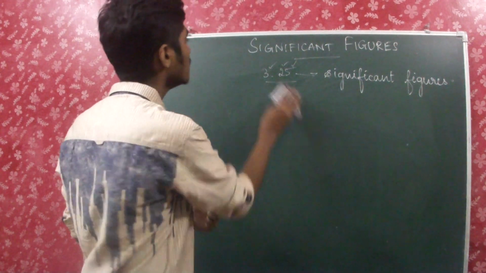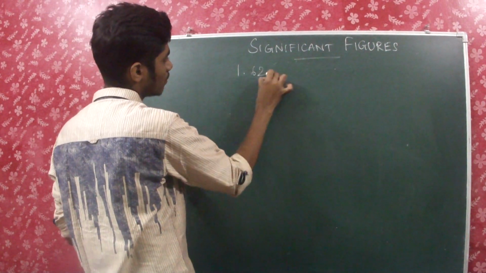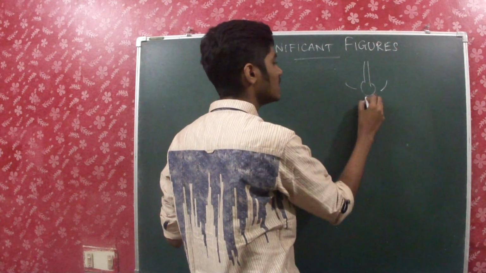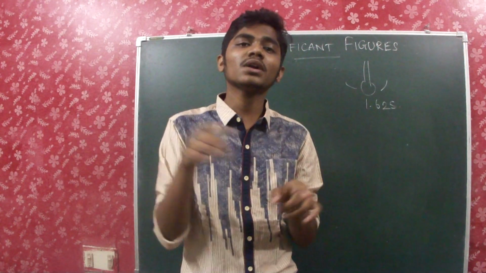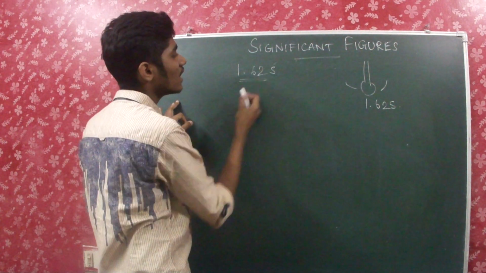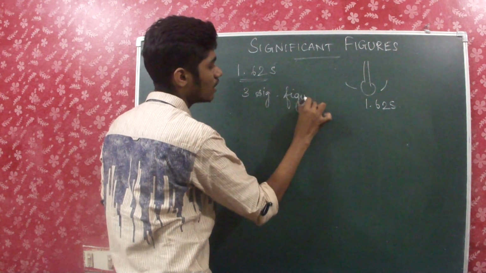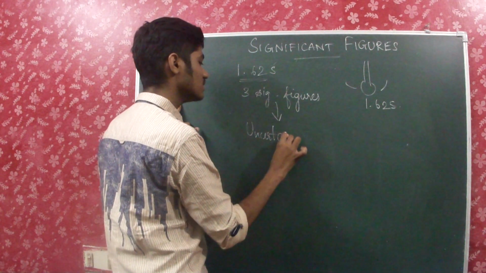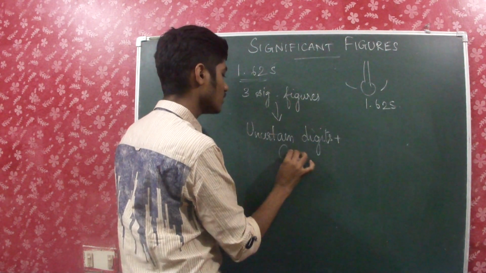For example, if I take 1.62, let me consider a simple pendulum which takes, for one oscillation, 1.62 seconds. So for one to and fro motion, it takes 1.62 seconds. Here there are 3 significant figures we can say. Actually, what is a significant figure? It's nothing but the number of uncertain digits plus the number of certain digits.